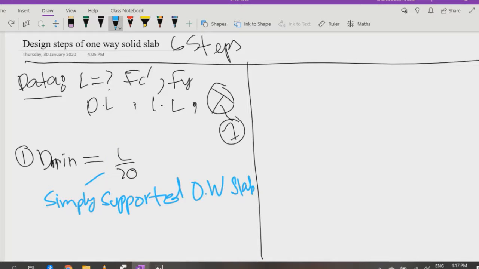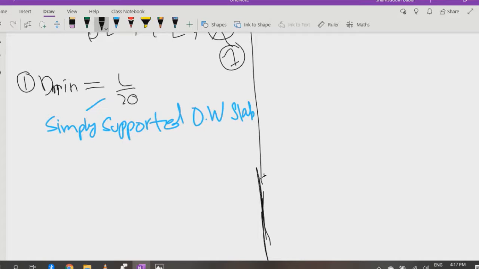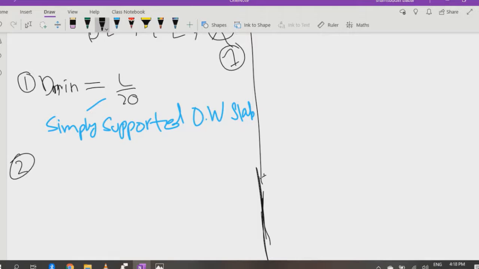Usually in the civil commission papers, we are encountered by simply supported cases. None of the examiners had ever given a problem out of this simply supported. If we want to find the value of minimum depth for another beam, there is also another table, but we actually didn't require it for the preparation of our civil commission. So our first step ends here.